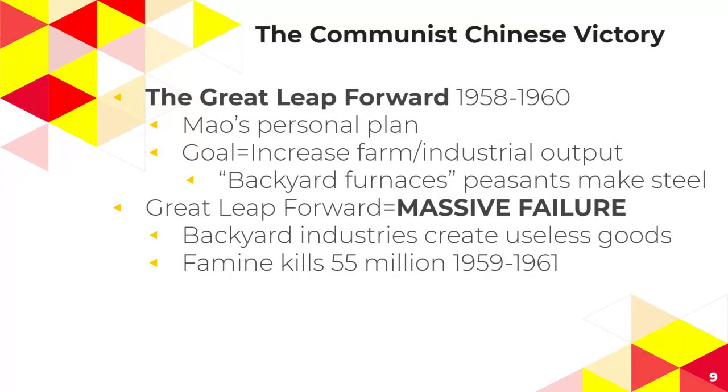So the Great Leap Forward is going to be Mao's personal plan to try and shock China into being a modern industrial country. So China was very agrarian. Most of the people farmed for a living. They didn't have a lot of industry. And Mao says that to be a powerful country, they have to have industry. So his goal is increase all production in the country, everything from rice to tanks.